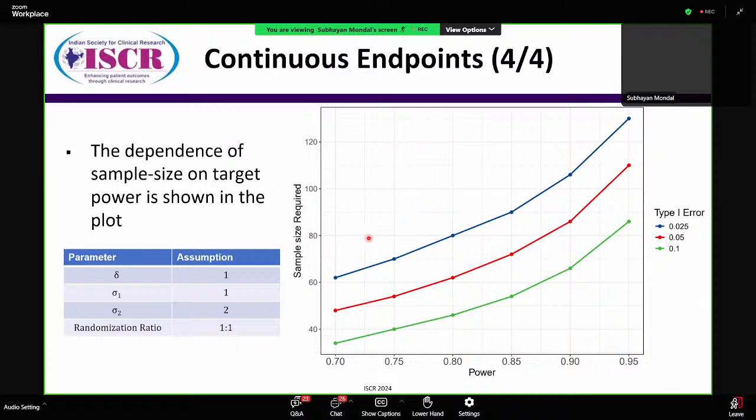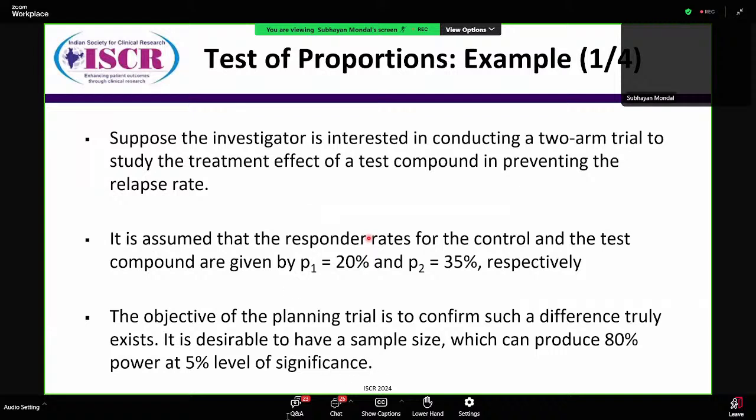Okay, so after continuous endpoints, we jump to endpoints which look like proportions, which can be as simple as you have a coin, you toss it 100 times, and you are trying to guess the p of it, whether it is half, as in the chance of head and tail are equal, or it is not. But in clinical trials, I will give you one example from the clinical trial setting. There is one book from which these examples are inspired. I refer to this book in the reference section later.